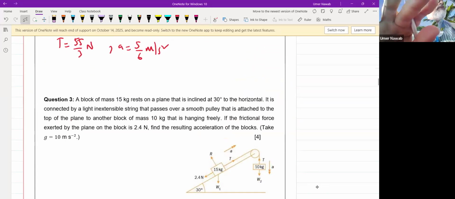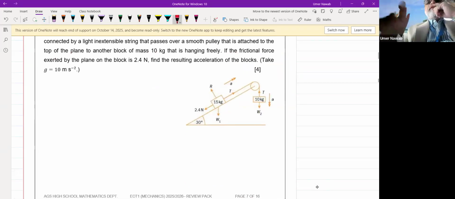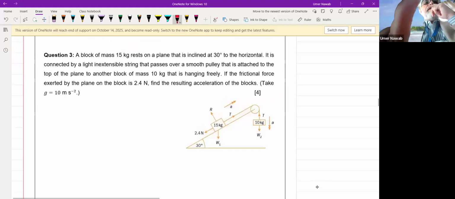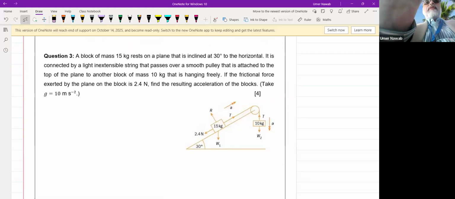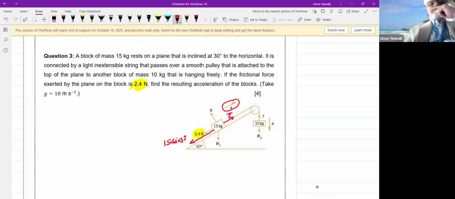Now let's go to question number 3, in which he gives you the value of the mass, 15 kg. As per the question, the frictional force is 2.4 newtons acting downward, and there is a weight component. Let me show here. That is 150 sine of 30. Tension T is upward. Acceleration is upward. I have shown the weight component.